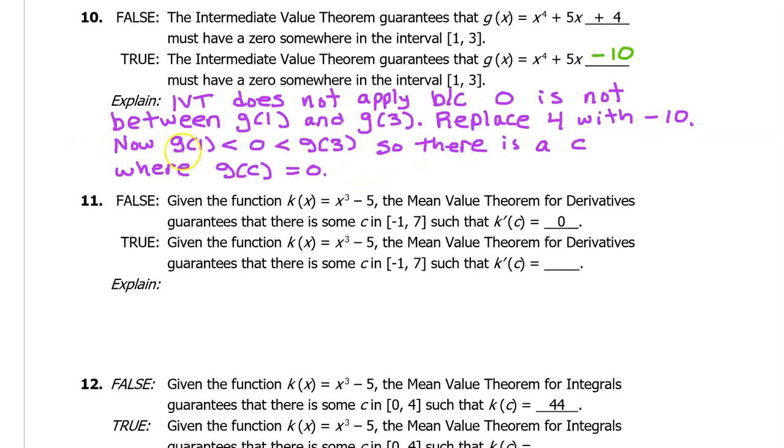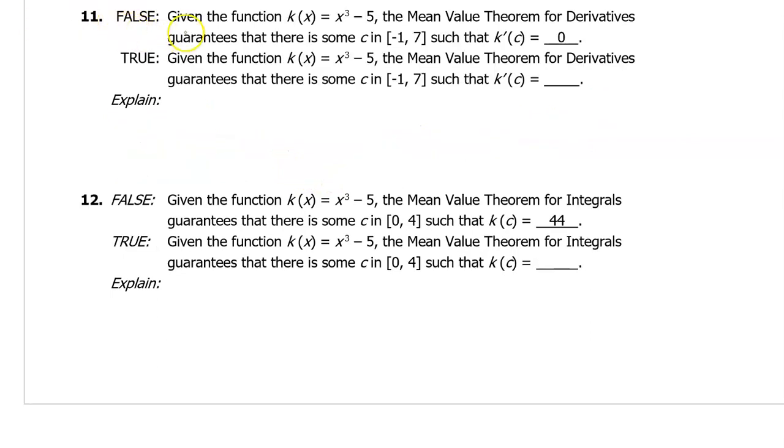In other words, now g at 1 is less than 0, which is less than g at 3. So there is a c where g at c equals 0. Number 11. Here is the false statement. Given the function k of x, which equals x to the 3rd power minus 5, the mean value theorem for derivatives guarantees that there is some c on the closed interval from negative 1 to 7, where k prime at c is equal to 0.